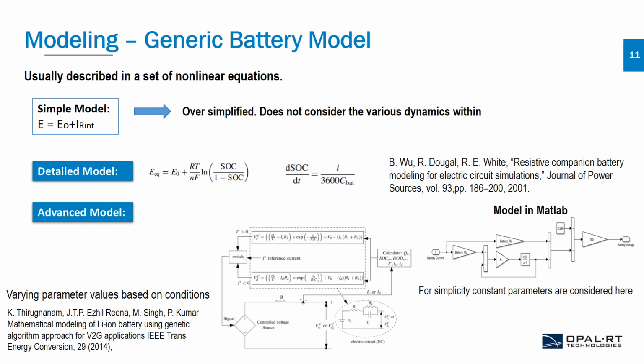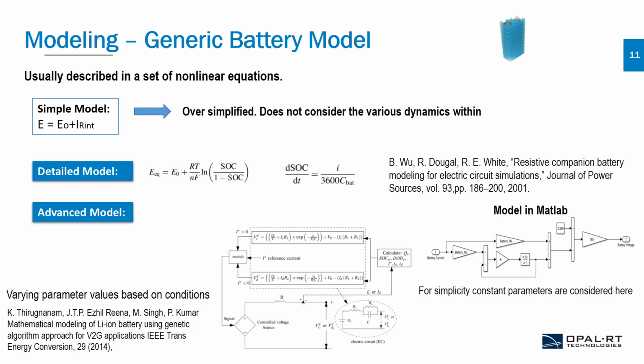Now the issue with this model is it's overly simplified and it does not completely consider the various dynamics within a battery. So there are other models which were developed, like for example the detailed model that I am showing here by Professor Wu and Dogel, and here the dynamics of the battery, like the state of the charge and the impact of the temperature and equilibrium potential, are considered in making the battery model. Again, the state of the charge depends on the battery capacity and the discharge current. So that is a detailed model. Again, the disadvantage of this model is it is a more nonlinear model when compared to the other kinds of models which are often used.